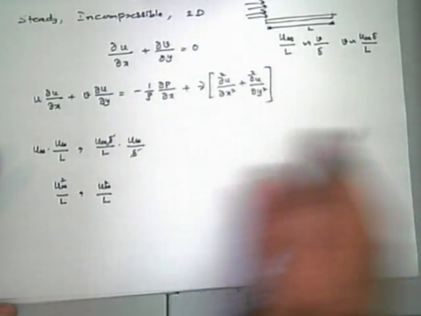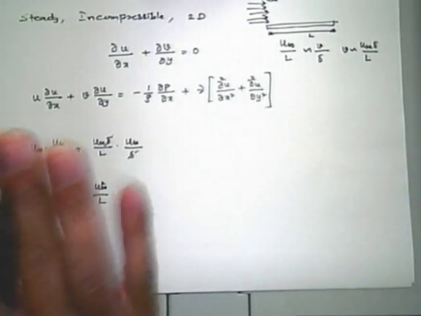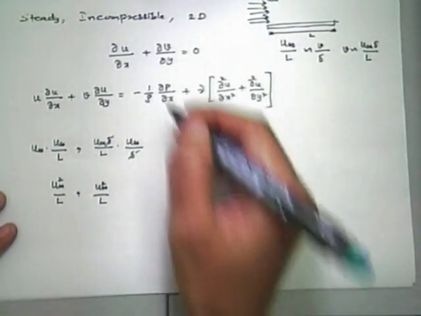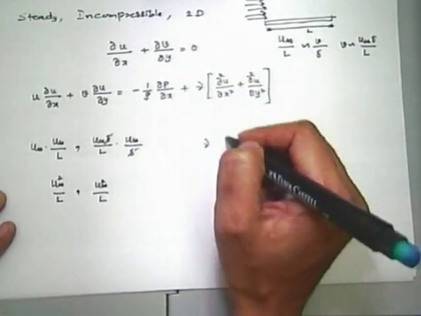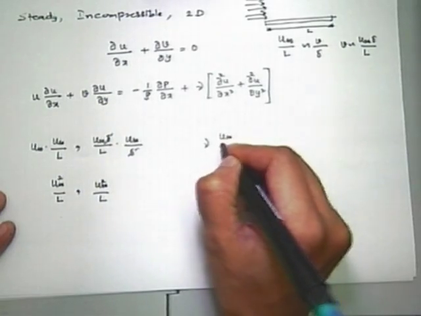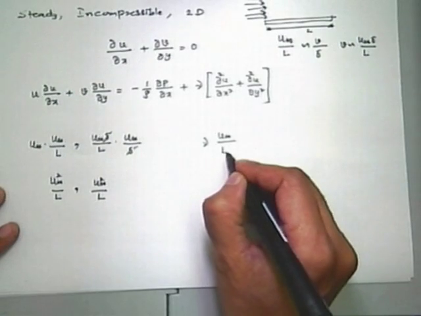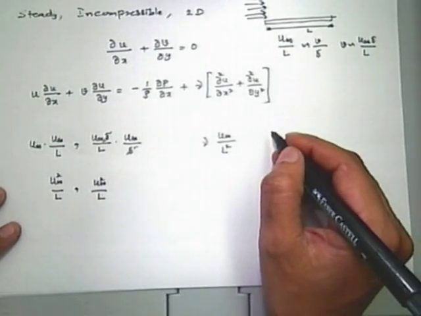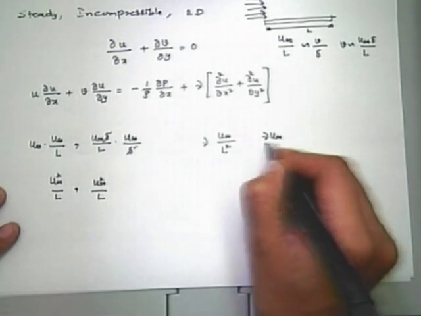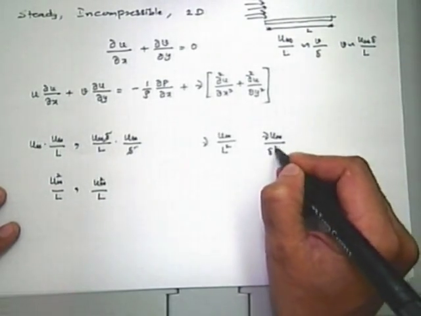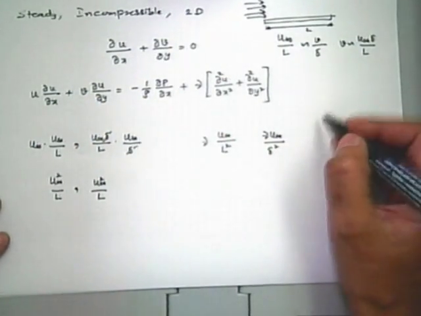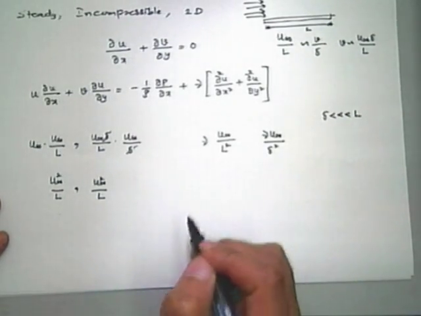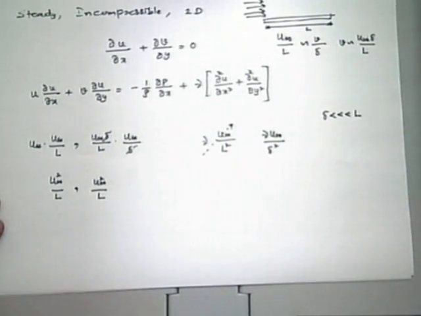Now, del P by del X, let us keep it as it is. I do not know the scale, so I am not bothered about that. What is the scale of nu into del squared U by del X squared? U infinity upon L squared. What about the next term? Nu U infinity by delta squared. How do you compare both of them? The second term is very large because delta is very small compared to L. So, I can neglect the first one. Is that okay?